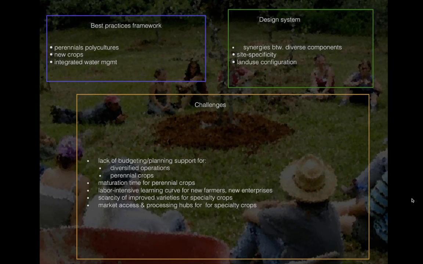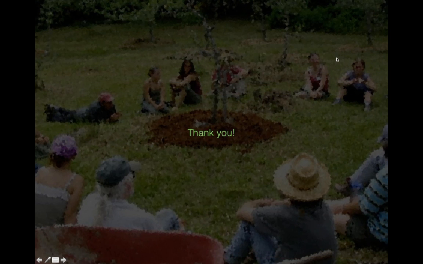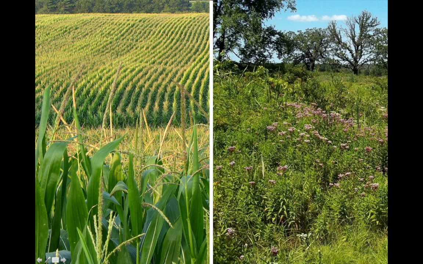And there's also, for a lot of the perennial crops and specialty crops, just a scarcity of improved varieties. And so we're at the beginning of the curve for that process. And there's limited market access and processing infrastructure available for those crops. And those last two in particular are questions that Ron and Kevin are going to address. And so I look forward to your questions at the end. And thanks very much, and I will pass it along to Kevin now.